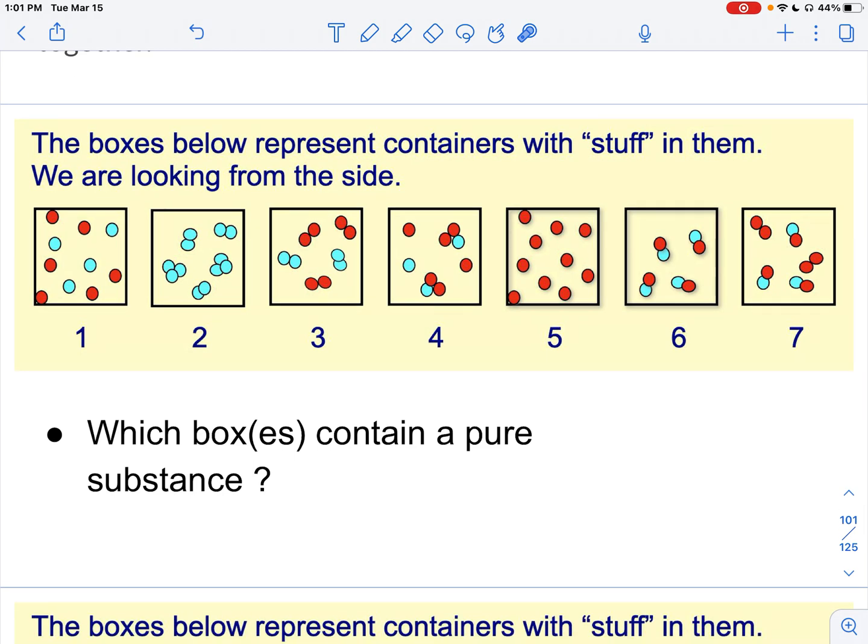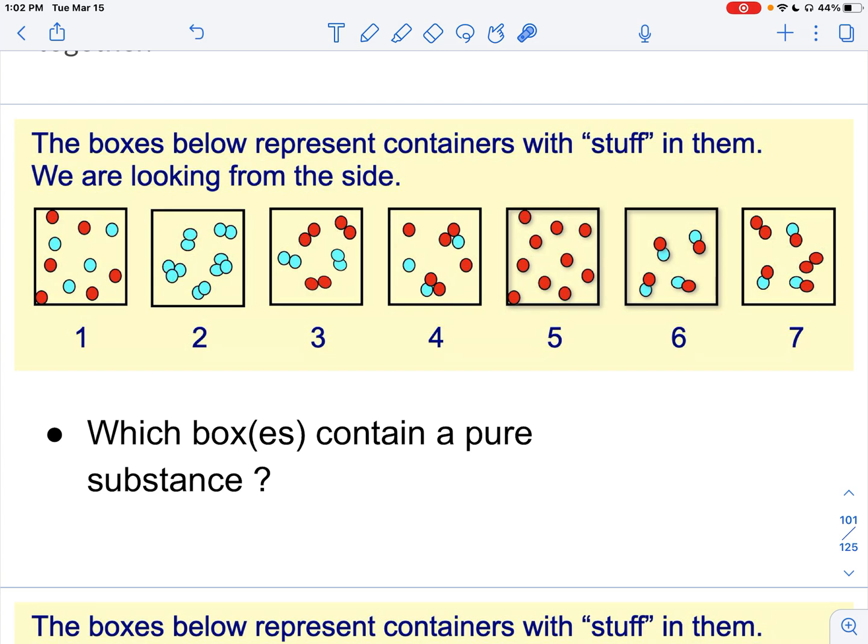So here the question is, what is a pure substance? So we're going to look for boxes that have all the same thing. Pure substances can be atoms or they can be molecules, but they're going to all have the same thing. So here in box 1, it's not a pure substance because we have lone blue and lone red. Here in box 2, it's also not a pure substance.